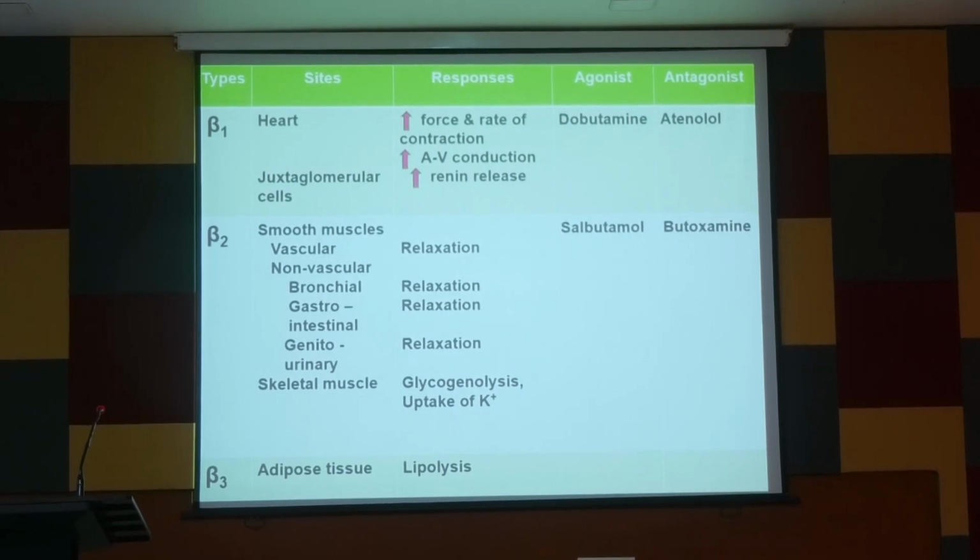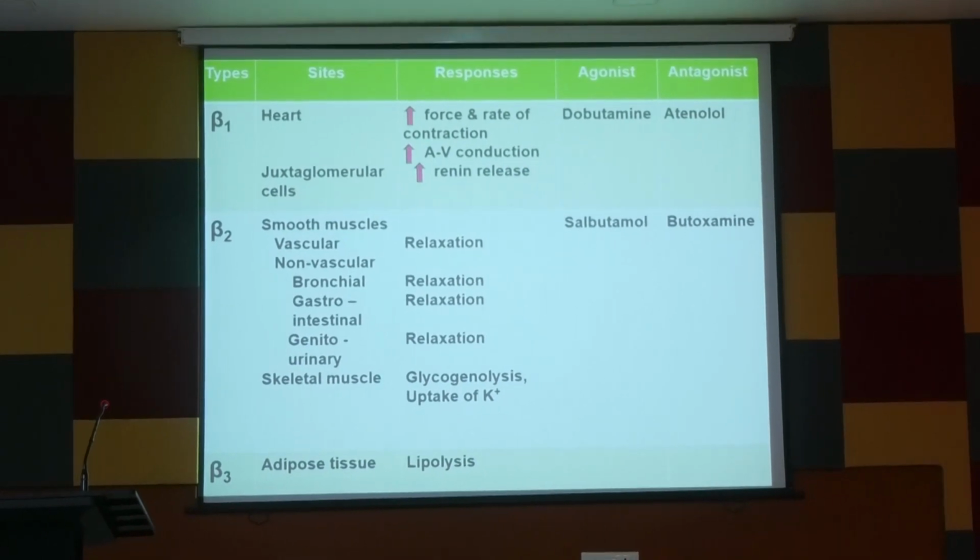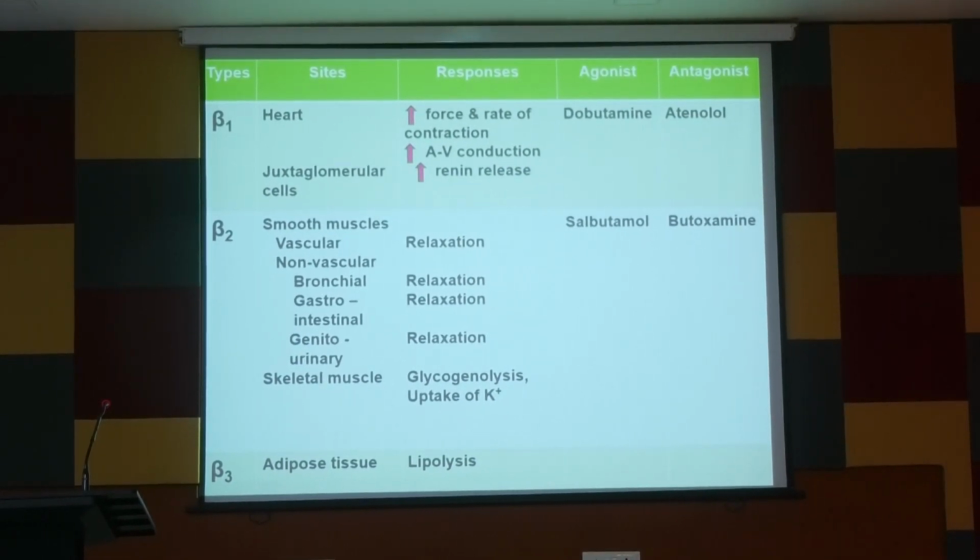আর কোথায় থাকে beta 1 receptor? In the juxtaglomerular cell of the kidney. It will increase the release of renin. এগুলো আমি বললাম না, এগুলো পরে আসবে, স্পেসিফিক অ্যাগনিস্ট অ্যান্টাগনিস্ট, ঠিক আছে?